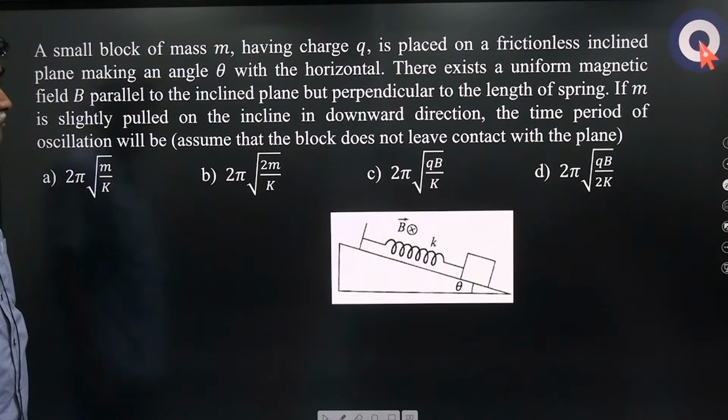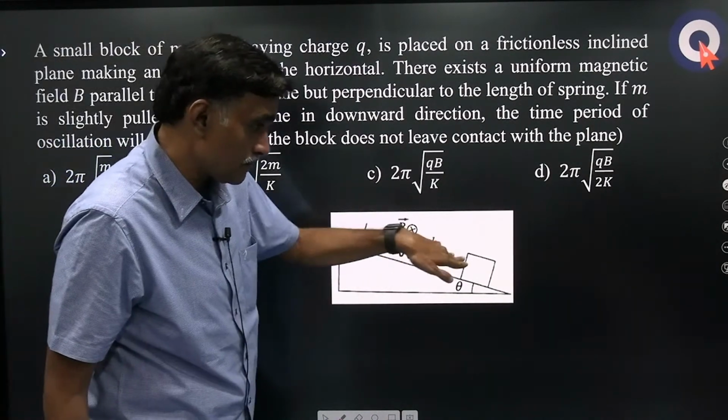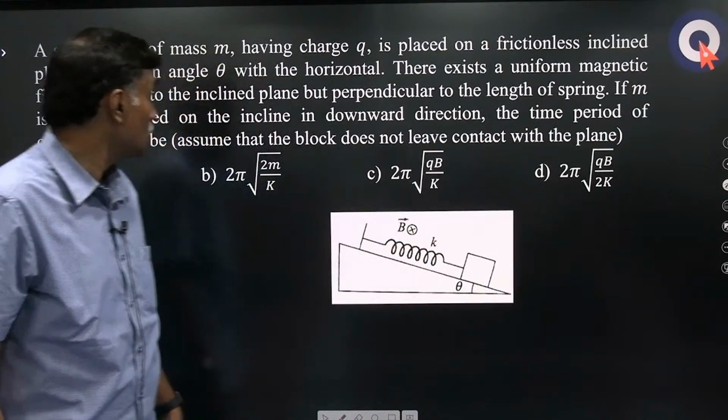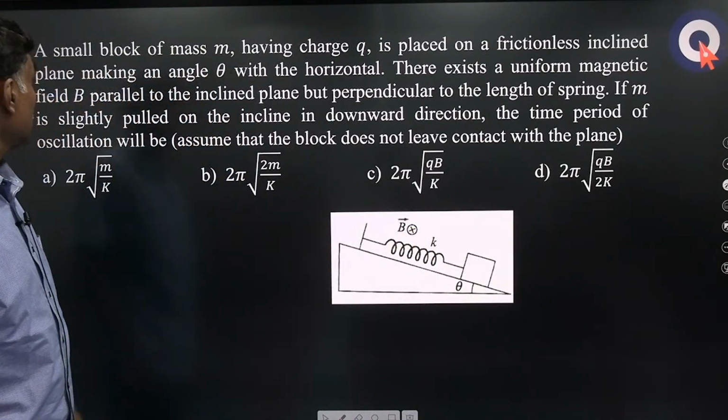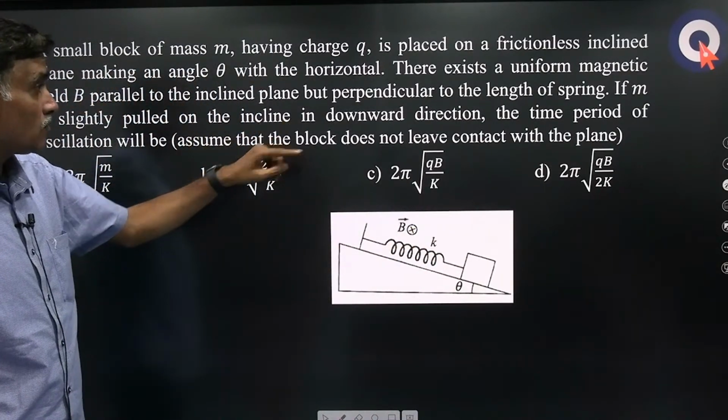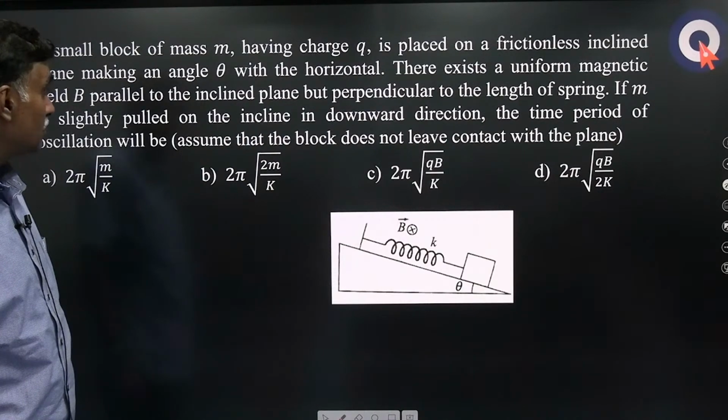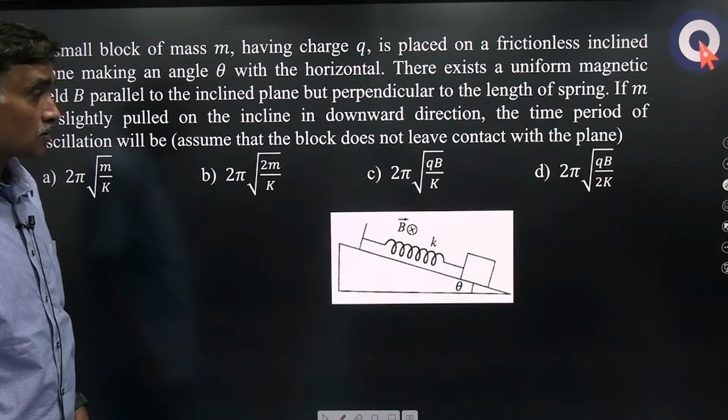A small block of mass m having charge q is placed on a frictionless inclined plane making an angle theta with the horizontal. There exists a uniform magnetic field B parallel to the inclined plane but perpendicular to the length of the spring, and the magnetic field is going into the page, parallel to the inclined plane. If m is slightly pulled on the incline in the downward direction, the time period of oscillation will be, assume that the block does not leave contact with the plane.